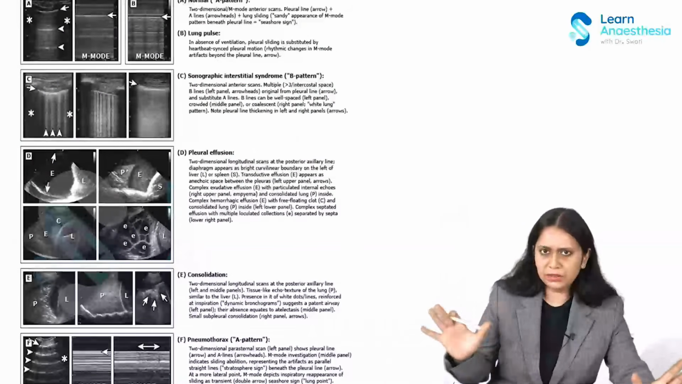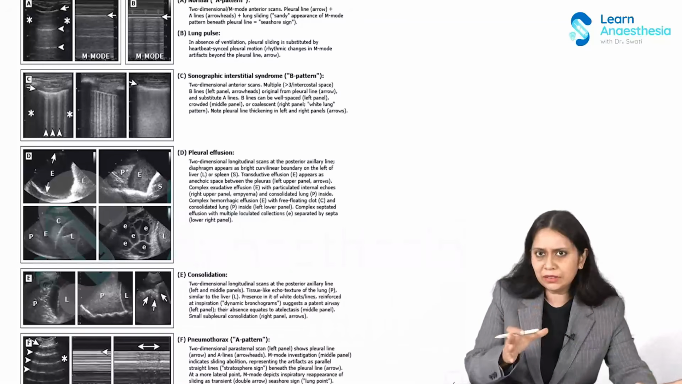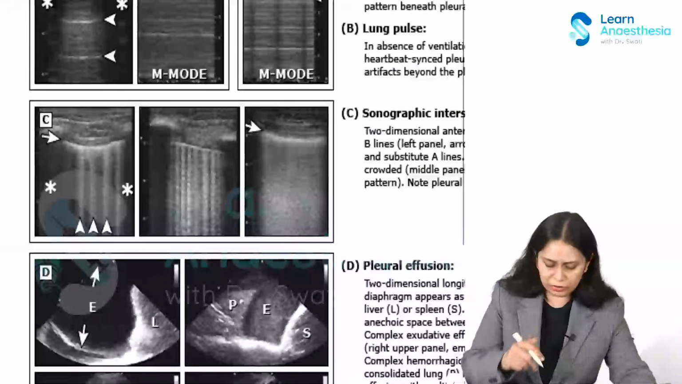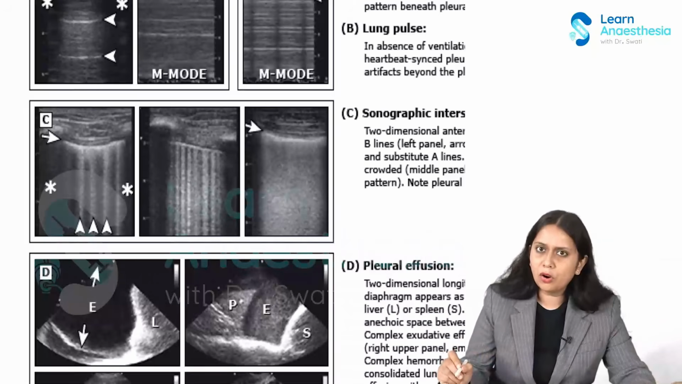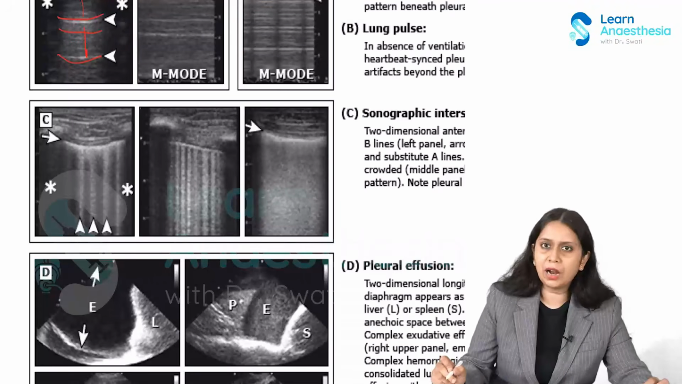Okay, so let's see the images and try to correlate with what we have discussed just now. We will go back to those slides. Let us talk about the normal A-line pattern. This is the pleural line and these are the reverberation artifacts, equally spaced reverberation artifacts.